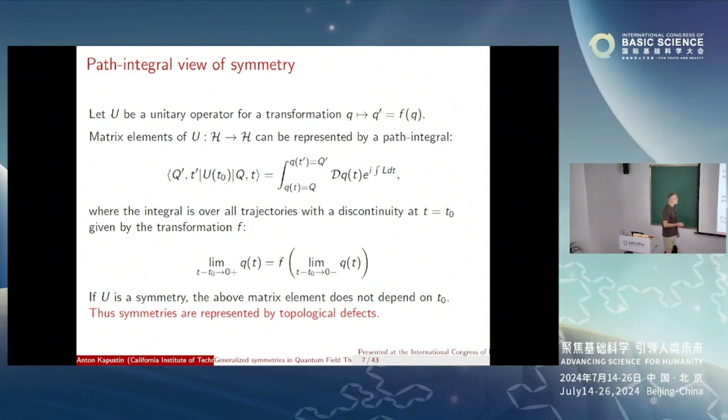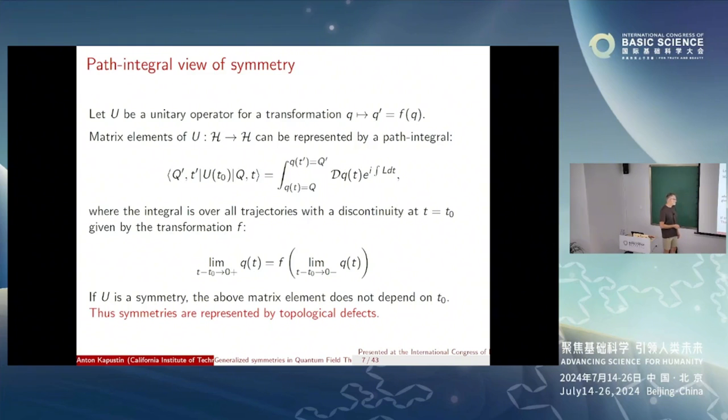The integral is over all trajectories which have a discontinuity. If you don't have a discontinuity, that's just a matrix element of evolution, or just identity. But if you do have a discontinuity of this particular kind, that is, as you go from t less than t naught to t greater than t naught, the variable q changes to its transformation under the symmetry, well, that represents in the path integral language the matrix element of U.